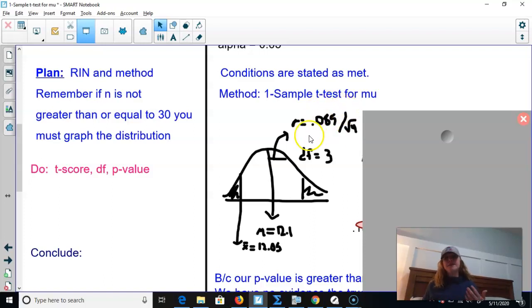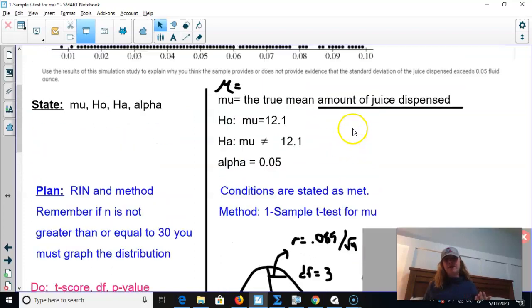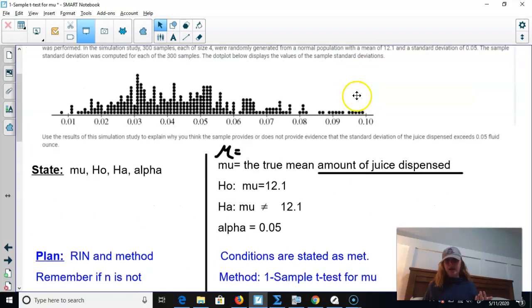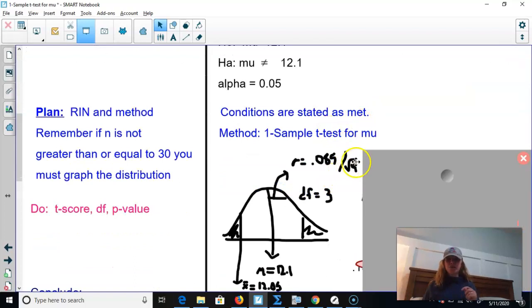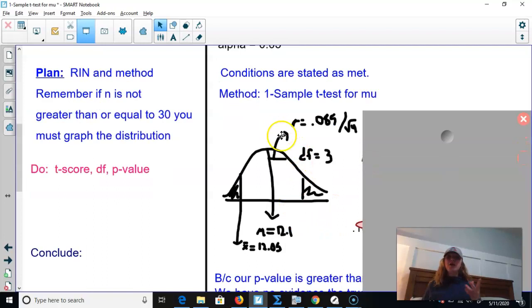You take that sample standard deviation that gave you 0.085, that's up in the problem up here, okay? And you divide it by the square root of the sample size, that's 4. Where does this mu come from? This one right here, this is our parameter, always, our null hypothesis. Mu is equal to 12.1. A common mistake, people will put p there sometimes, or they'll put x bar. It's a parameter, okay? The true mean that we know right now is 12.1.